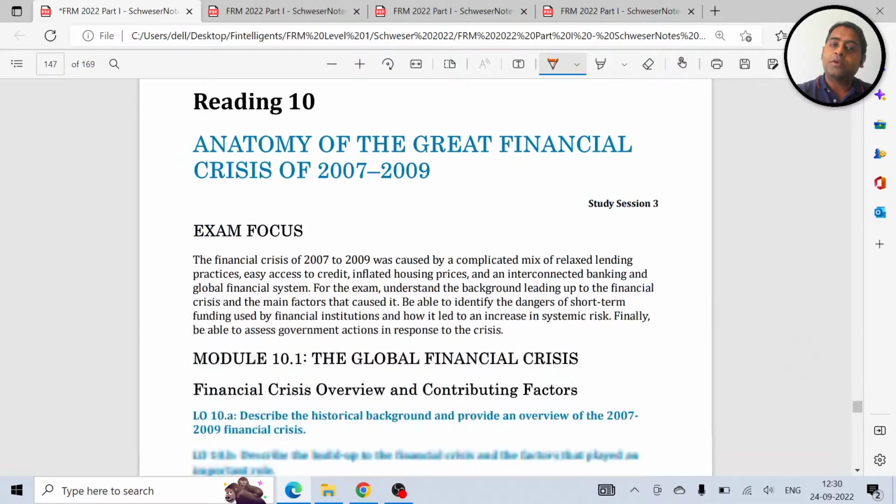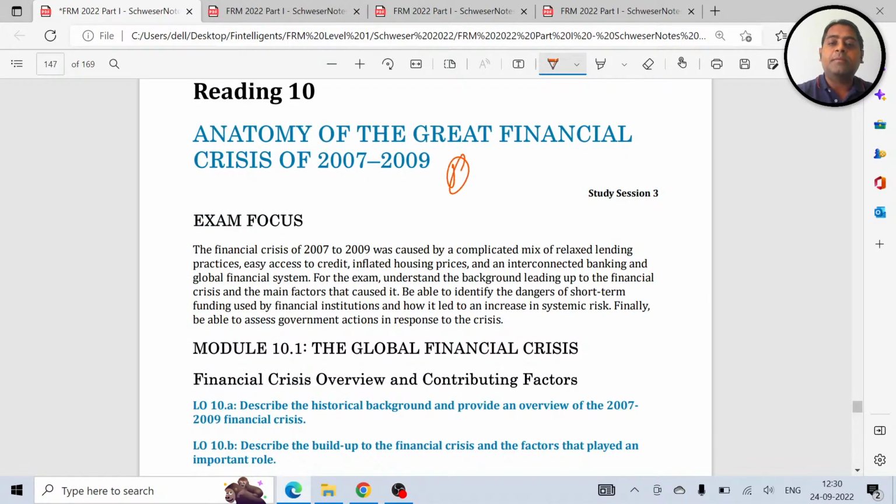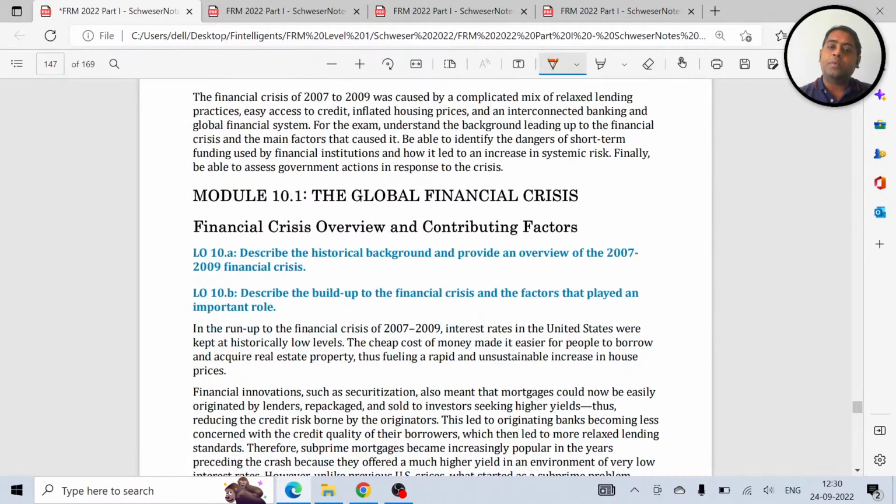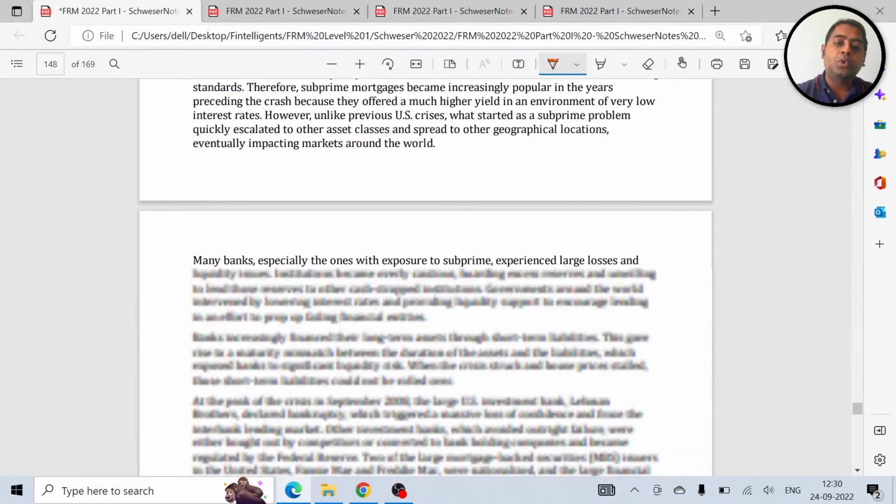With this, we are moving towards the next chapter, having completed Learning from Financial Disasters. Anatomy of the Great Financial Crisis is an important double-star chapter from the exam perspective. Within that, I'll just highlight which paragraph and which section you should focus on.